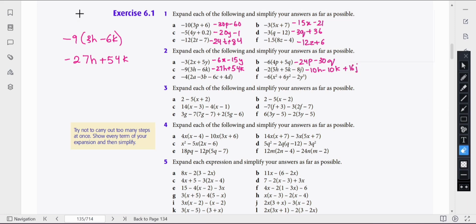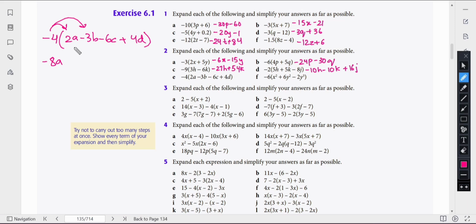Now we have to do the E part. For E part we have to see, यहाँ पे हमारे पास काफ़ी ज़्यादा terms हैं. -4(2a minus 3b minus 6c plus 4d). -4 multiplied by 2a will be -8a. When it is multiplied with -3b, it is going to become 12b. Here it's going to become plus 24c, and then when it is multiplied over here, it is going to become -16d. Let me write its answer over down here.